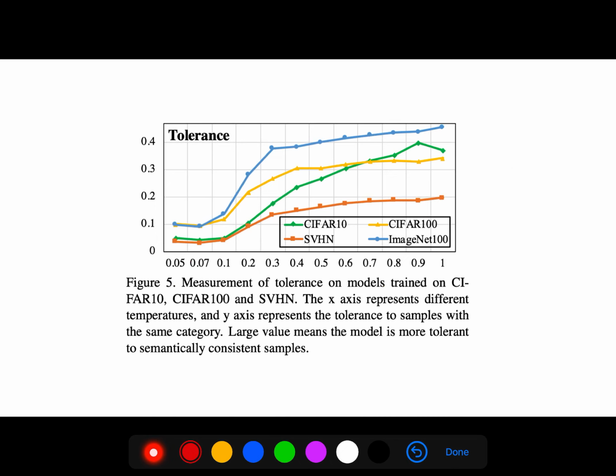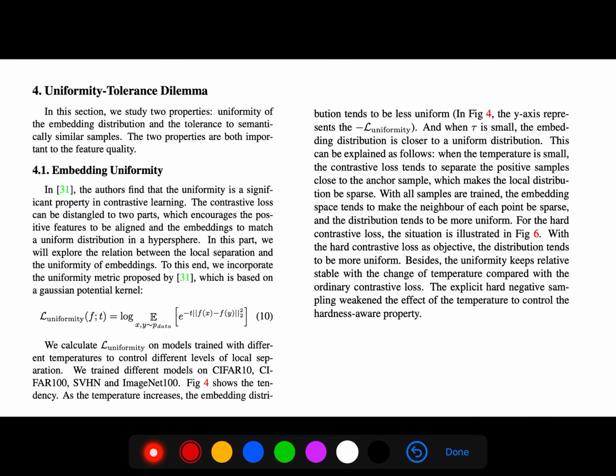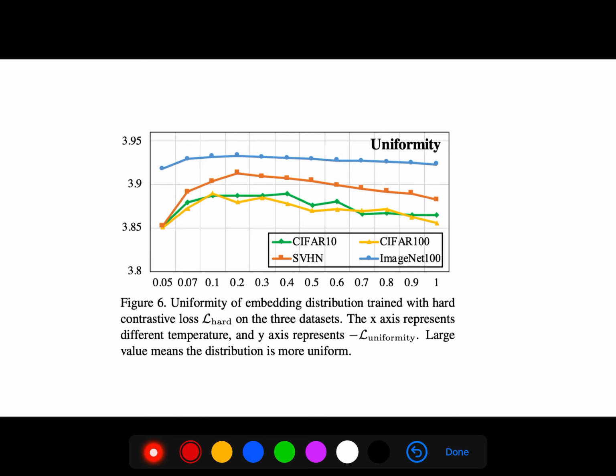And so we have measurements of tolerance and models trained on CIFAR-10, CIFAR-100, and other datasets. So this is the embedding uniformity. We incorporate the uniformity metric that is proposed in this reference, which is based on a Gaussian potential kernel. Many people use this metric to check if their uniformity is good or not. So this is the uniformity of the embedding distribution trained with hard contrastive loss.